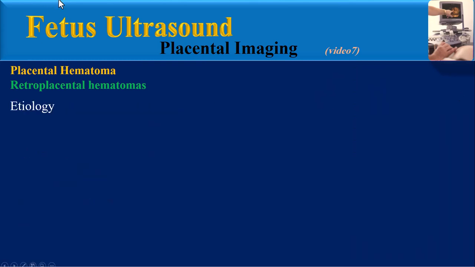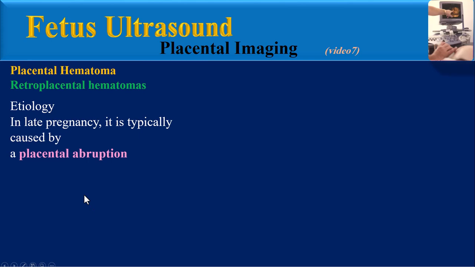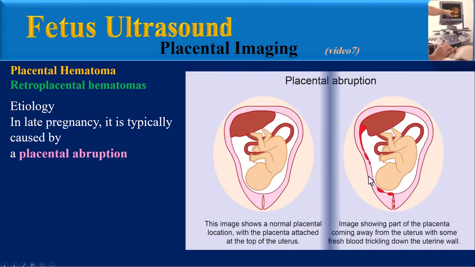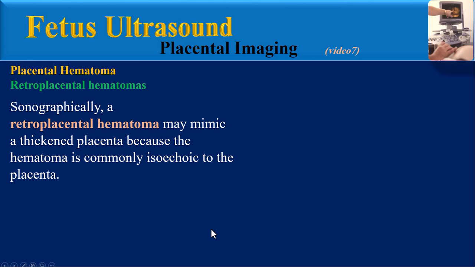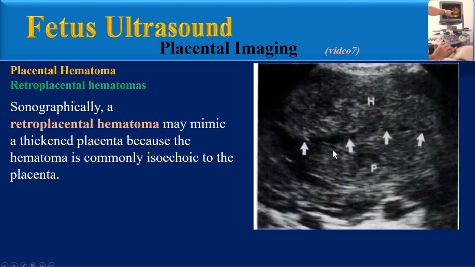What is the etiology of retroplacental hematomas? In late pregnancy, it's typically caused by a placental abruption. Sonographically, a retroplacental hematoma may mimic a thickened placenta because a hematoma is commonly isoechoic to the placenta. In this ultrasound image, we can see a large retroplacental hematoma detected at 25 weeks gestation, detaching more than 50% of the placenta, and we can see here the retroplacental venous complex separating the hematoma from the placental tissue.